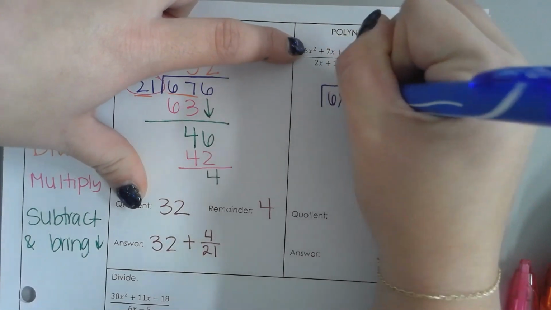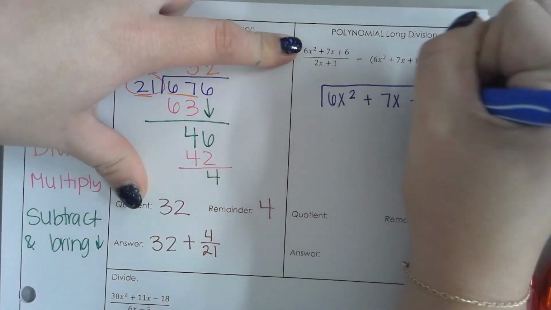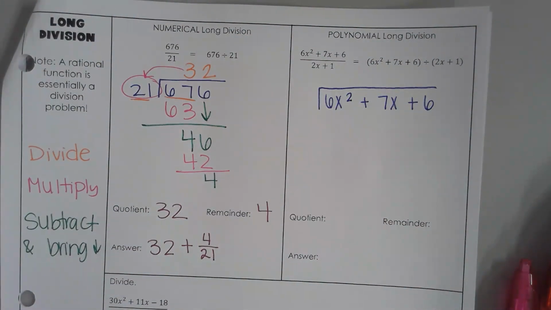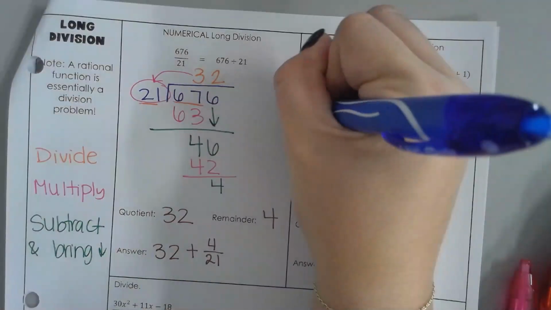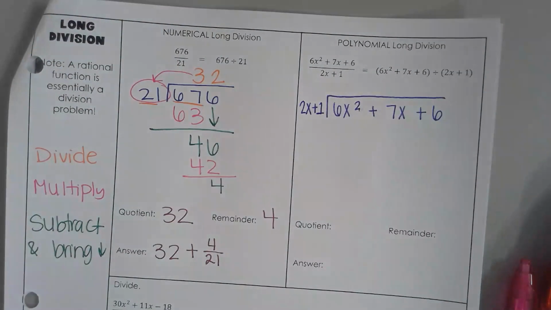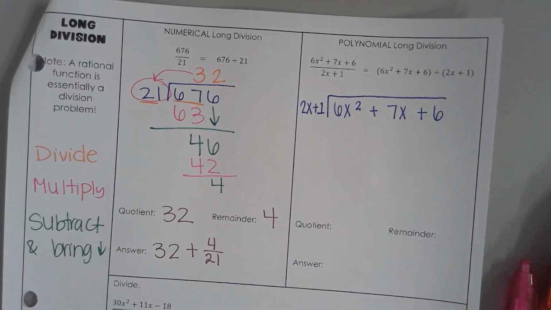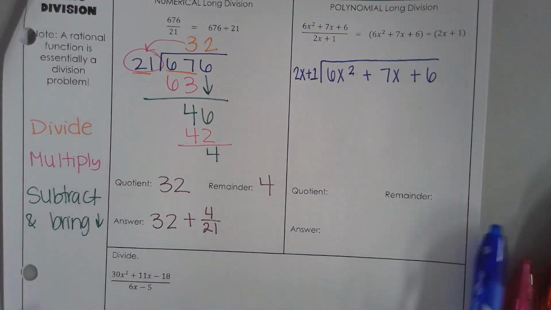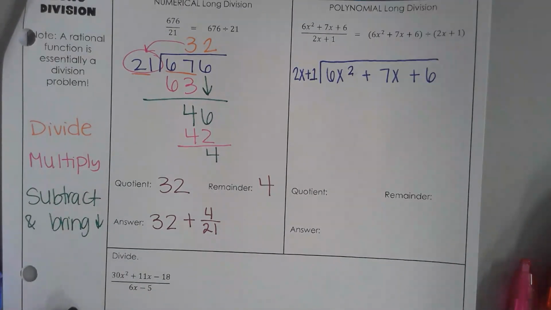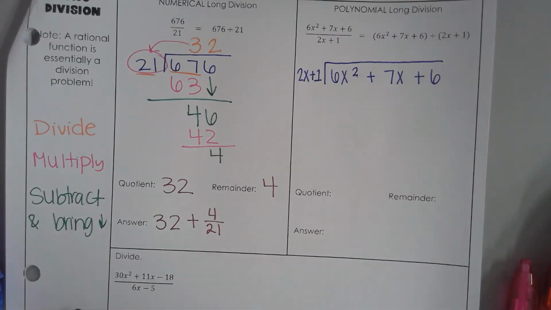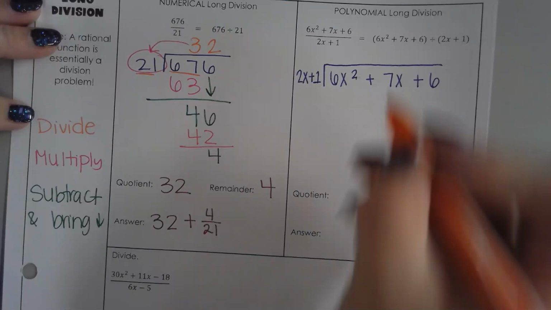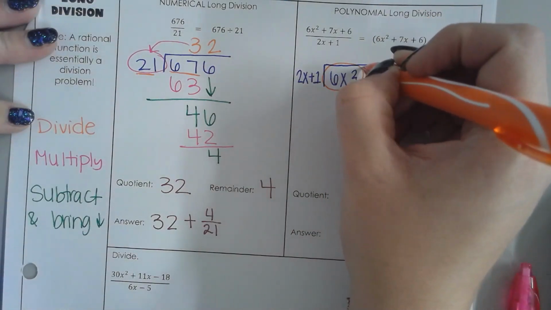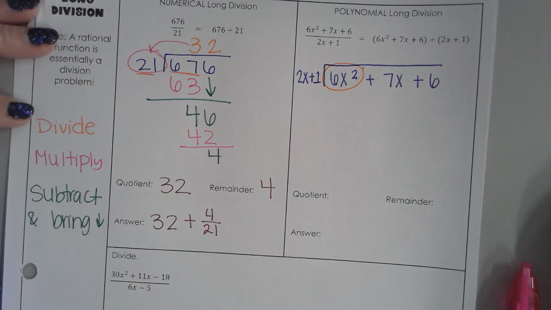So I have 6x squared plus 7x plus 6. So your numerator goes underneath the little box thing, and then the 2x plus 1 goes out there. Now, you're going to have to pay close attention. So what you do is we start out by dividing. We only divide the leading term. So 6x squared divided by 2x.